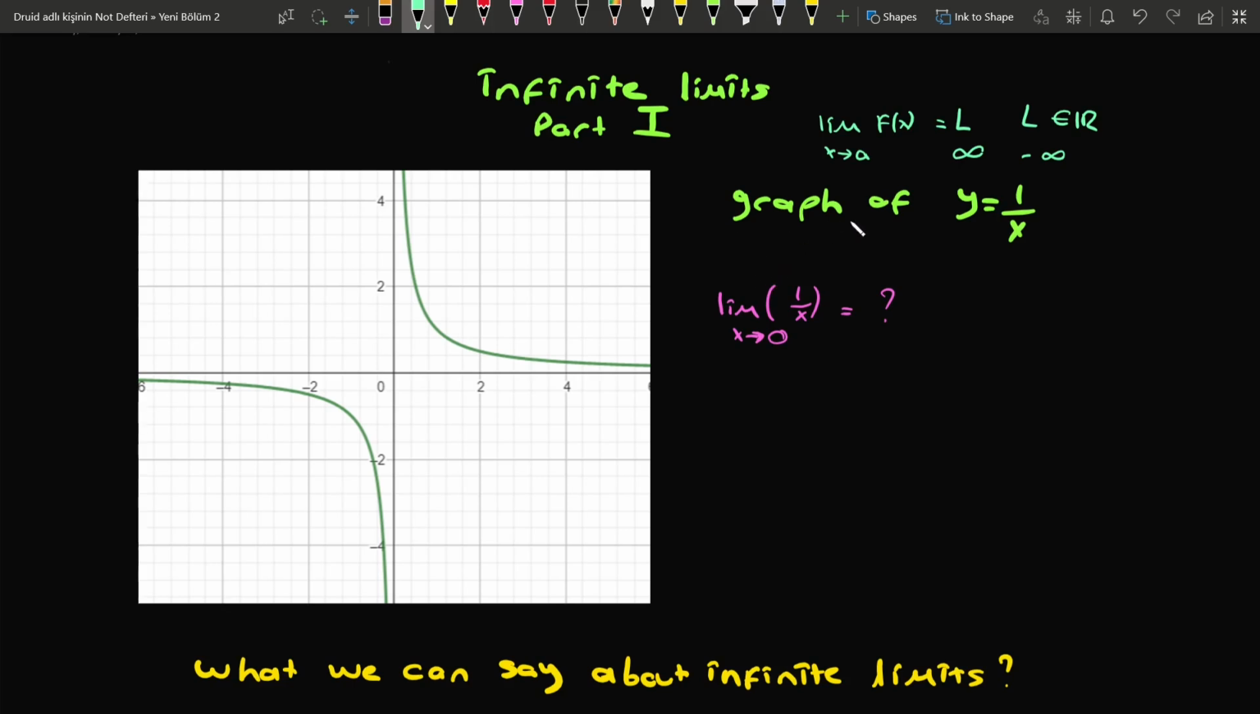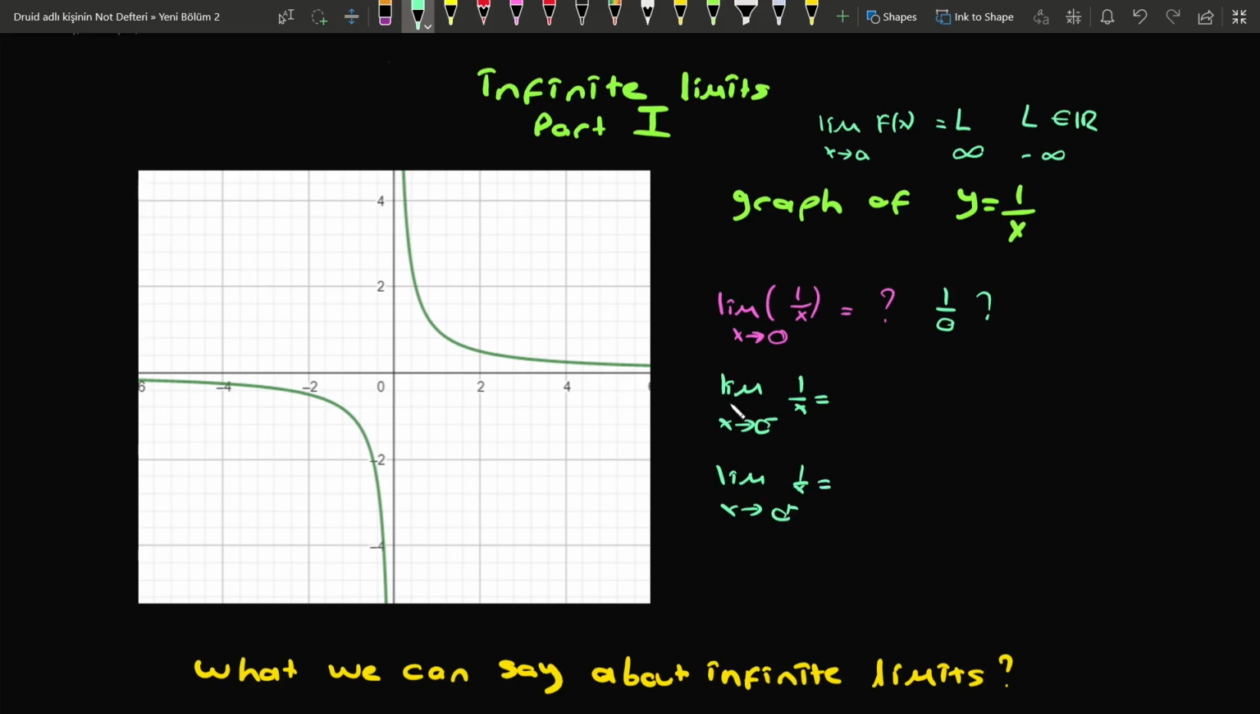The graph of 1 over x is given to us, and the question is asking for the limit of 1 over x as x approaches 0. Since when we try to plug in, we get 1 over 0, which is undefined, we will have to check the limit from the left and the right to see if this limit exists or not.